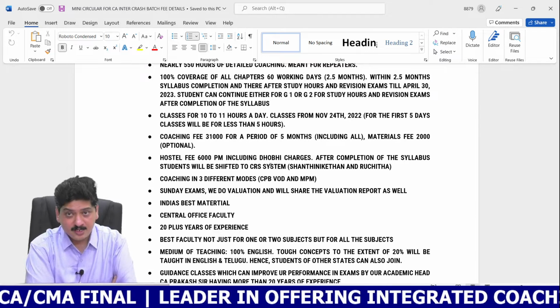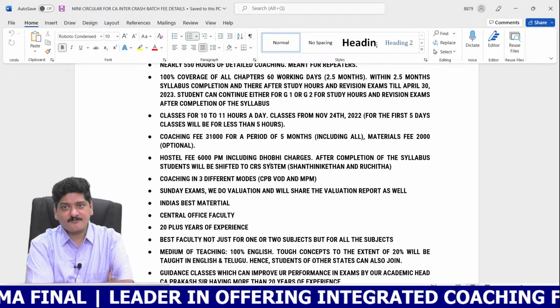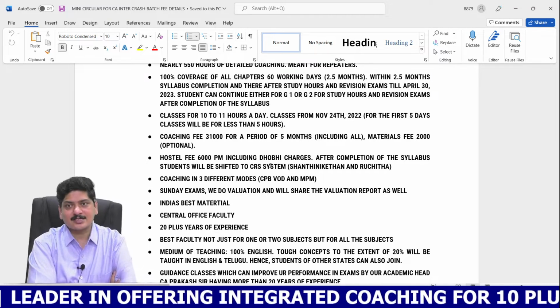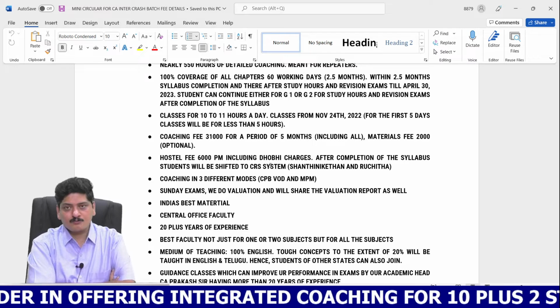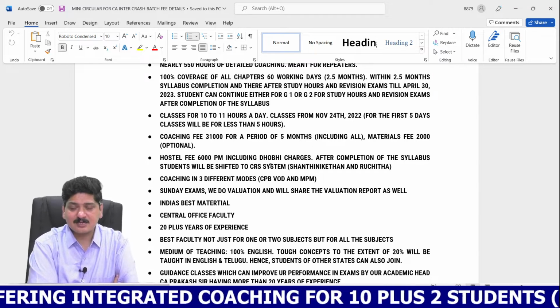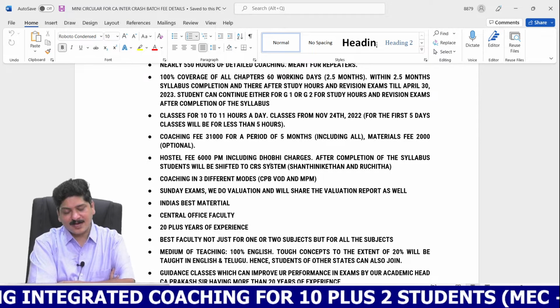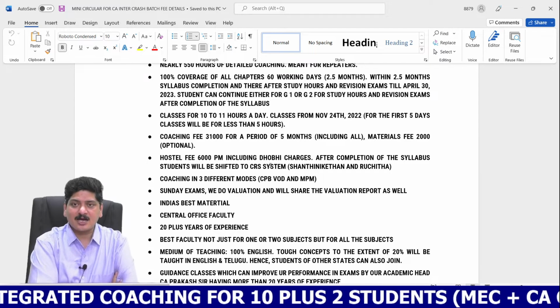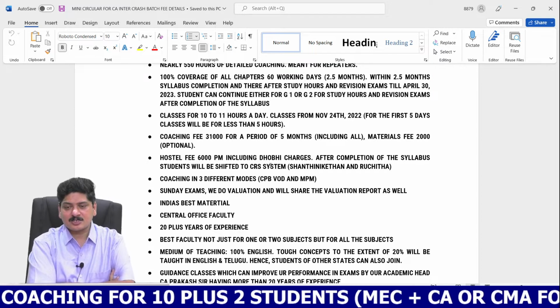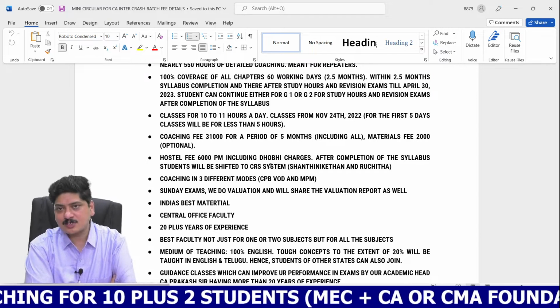And please do note that this 31,000 is not the fees for the crash batch alone. This 31,000 includes the Group 1 or Group 2 crash batch fees, and the study hours and revision examination batches fees as well. So for the entire 5 months, which includes the crash batch and also the study hours and revision examinations, we are going to charge 31,000.